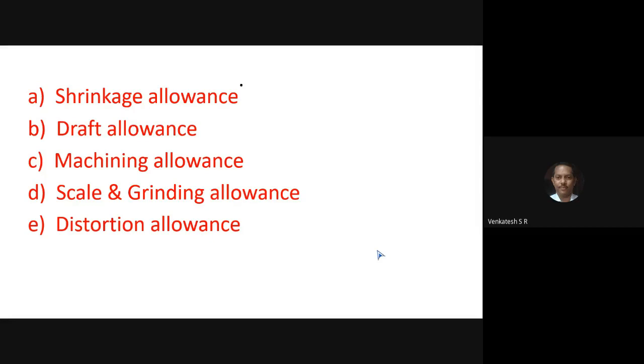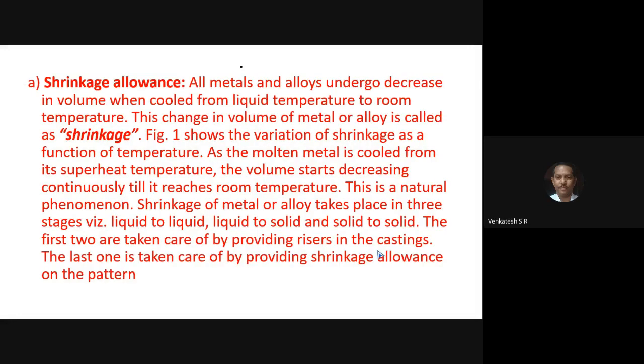I repeat, subdivision A, shrinkage allowance. Subdivision B, draft allowance. Subdivision C, machining allowance. Subdivision D, scale and grinding allowance. Subdivision E, distortion allowance. See, write all the 5 allowances in the examination and explain with your own sentence.